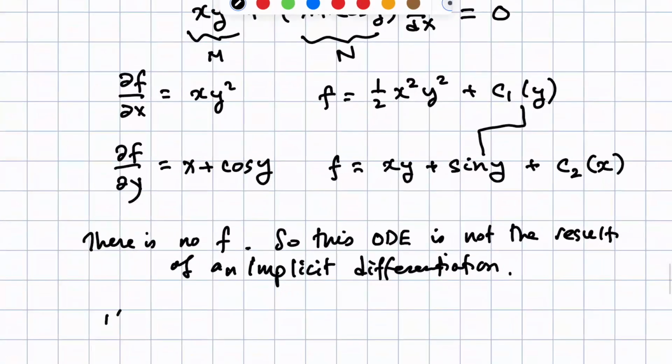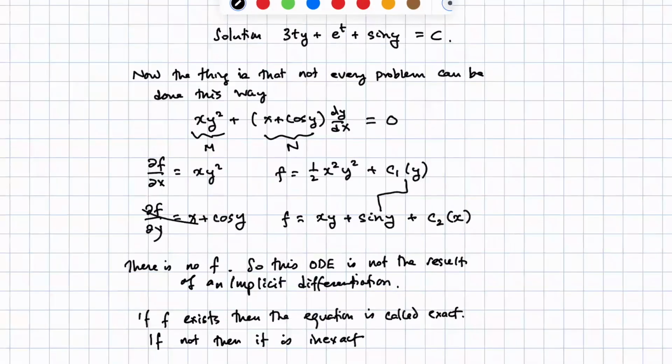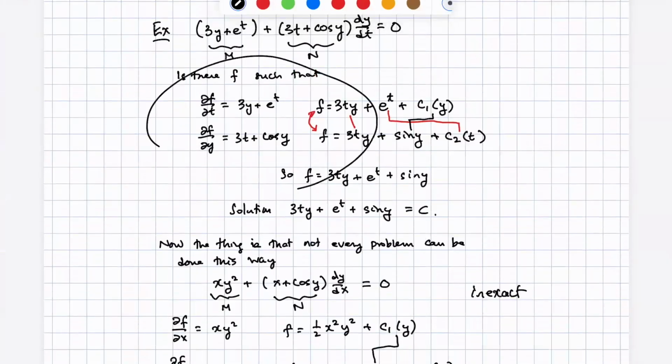So if such an f exists, then the equation is called exact. If not, then it is inexact. So this question up here is inexact, and we just cannot do it this way. We have to find some other way of doing it. This problem right here, I was able to find an f, and this one is exact, and I'm able to do it by anti-differentiation to get at an implicit equation.